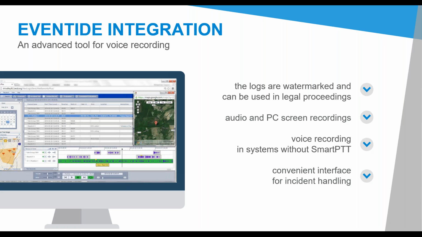Now, with the Eventide integration, we also have the ability to have a centralized location for all voice recordings. So if you want to integrate your MOTOTRBO system with SmartPTT, as well as the PA system and maybe a telephone system, all of that will come together in a centralized recording area in Eventide. You would also be able to have a single interface to manage all these different audio sources for incident investigation.